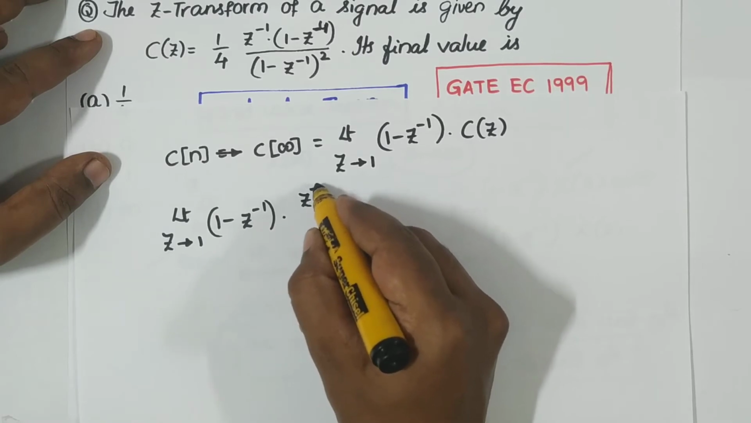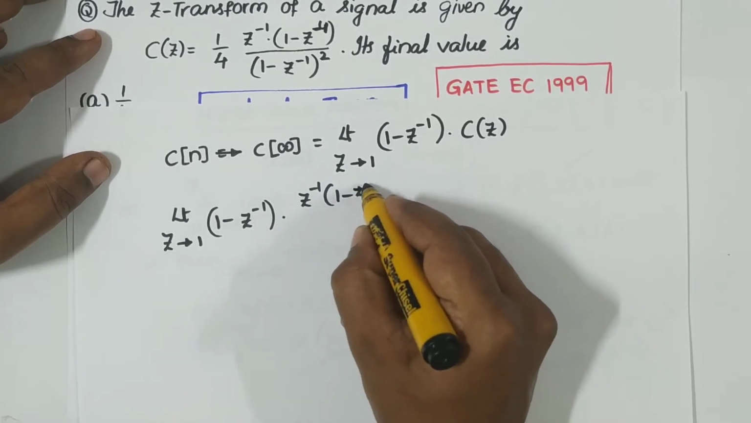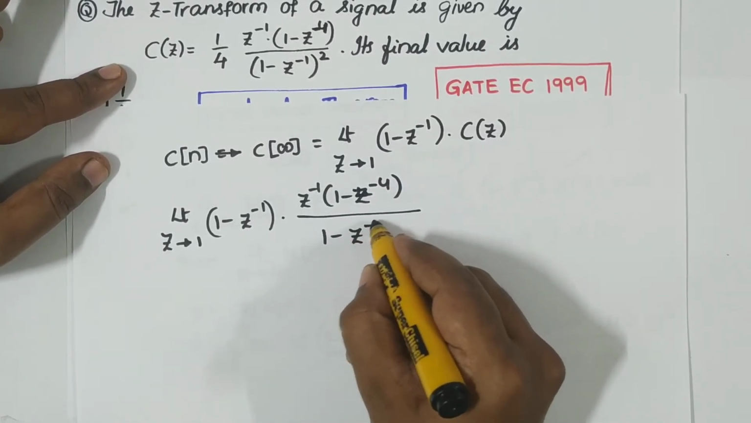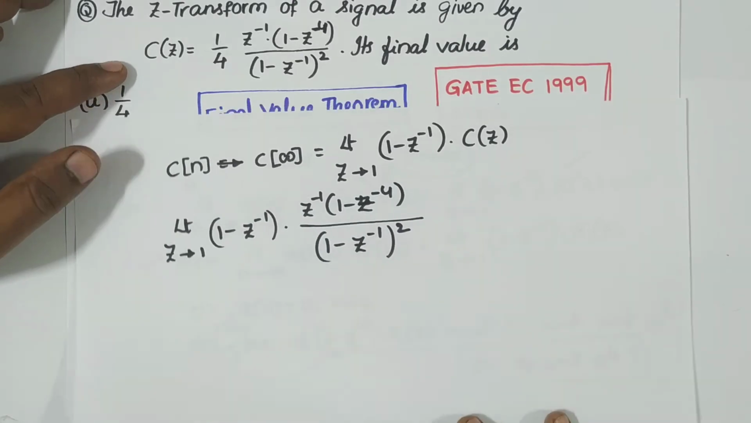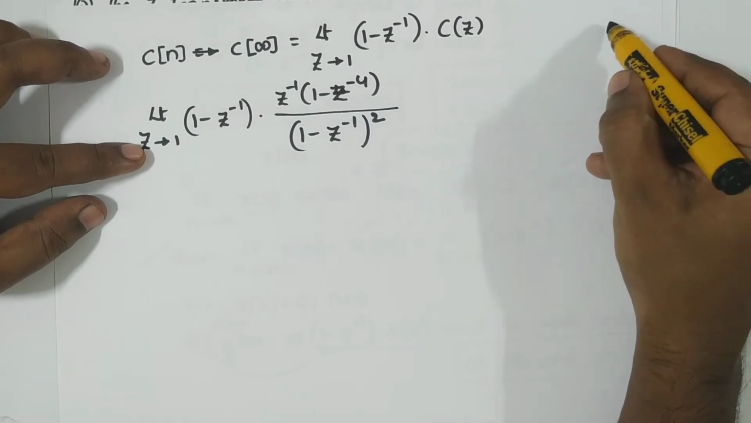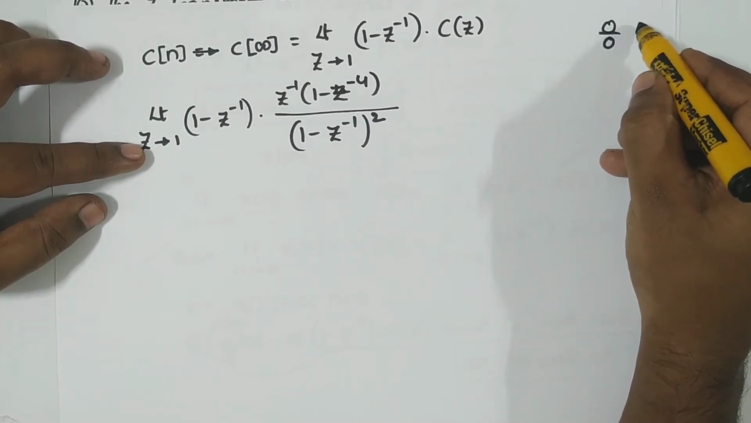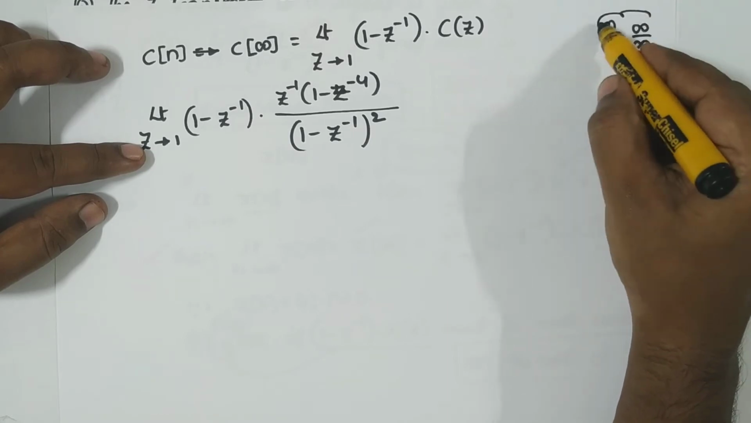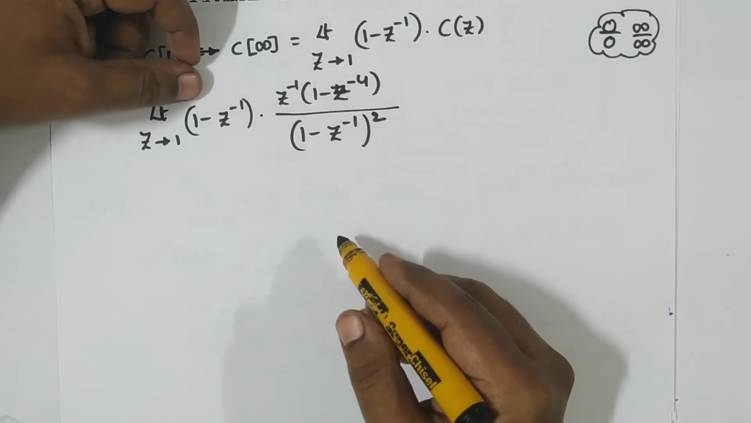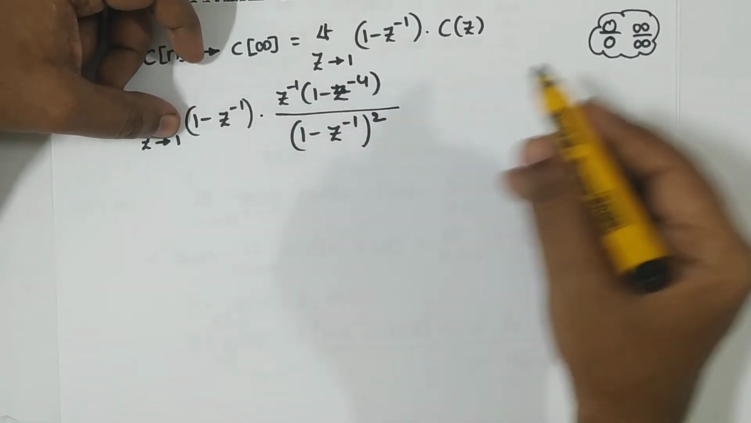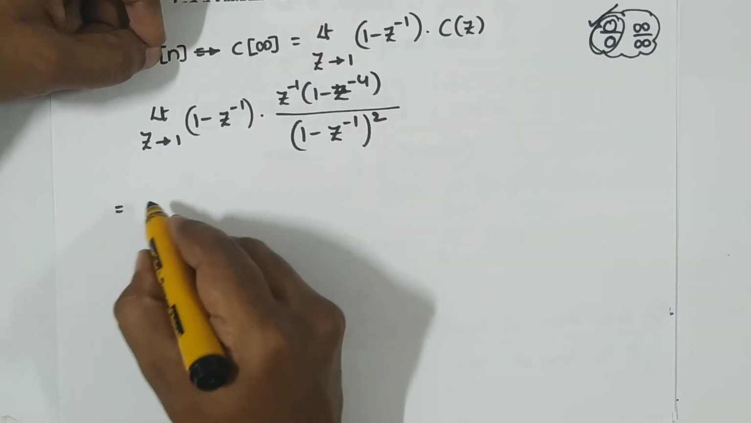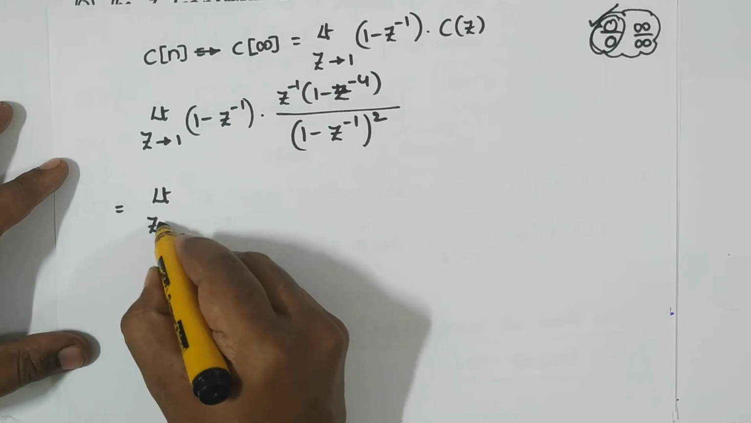So this is z^-1 multiplied by ((1 - z^-4)/(1 - z^-1))^2. Don't try to plug in z = 1 here. If you do so, you would get a 0/0 form or an infinity/infinity form, and these kinds of things will make your expression undefined. If I directly put z = 1 here, I will get the 0/0 form, right? So let's simplify this further.